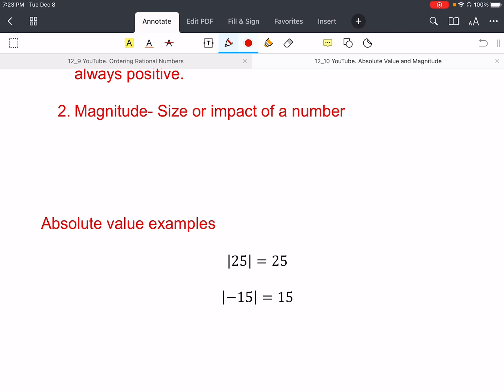And looking on to the absolute value of negative 15, that is when our negative turns into a positive because negative 15 is 15 units away from zero. So even though the absolute value of 25 and the absolute value of negative 15 seem pretty different, they're both actually positive numbers.